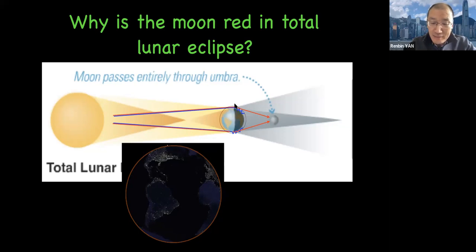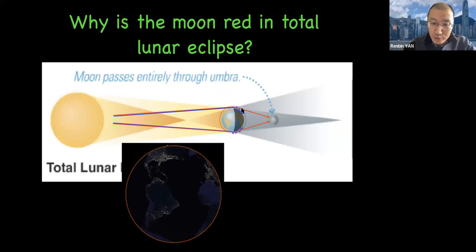And this is the same reason why the Earth's sky is blue. Why do we have a blue sky? Because the atmosphere of our Earth is very efficient at scattering blue light, so that during the day, all the blue light gets scattered around so that we have a blue sky.